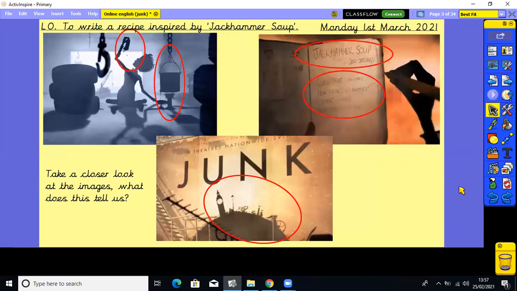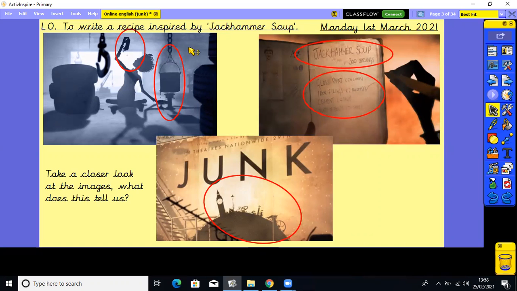Okay, so you should have all thought about what Junk might involve, and now we're going to look at the pictures a bit more in depth. I'm going to start with this one on the top left. Here we can see someone who might be our main character, and I'm not sure if it's a girl or a boy, but we know that this person is in our story Junk. It looks like they're holding something which appears to be dripping, and it looks like they're going to put it in their mouth with the way their head is tilted.